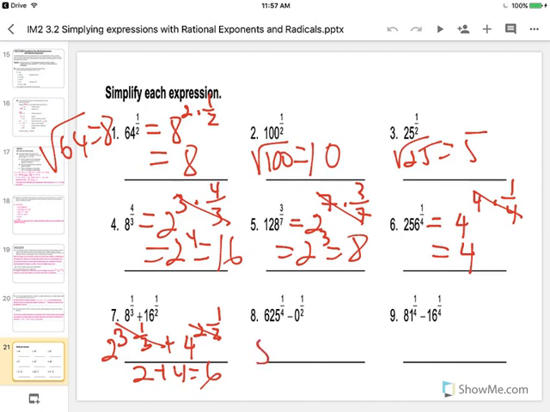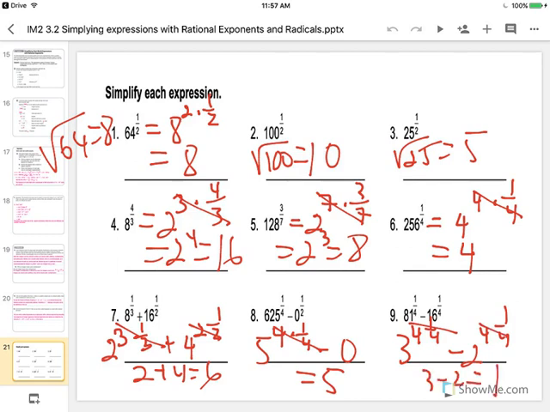Then there's 5 to the 4th power raised to the power 1/4, plus 0 to any power, which is just 0. So that's reduced, so the answer will be just 5. Then 3 to the 4th power raised to 1/4 minus 2 to the 4th power raised to 1/4. They cancel, so 3 minus 2, and the answer is 1. Okay, so that's the end of our notes for module 3.2.